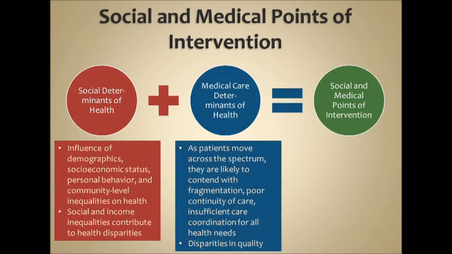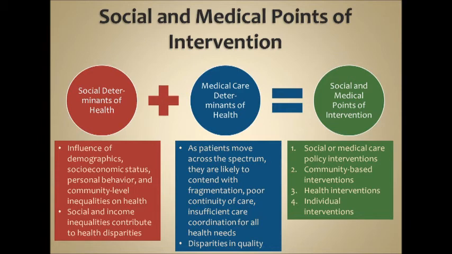As patients move across the spectrum, they are likely to contend with fragmentation, poor continuity of care, insufficient care, and coordination for all health needs. In general, even if one is on an MCO health plan, as one goes through life, it's very hard to get a continuum of care just because the healthcare system changes so fast. If you happen to have some of these social determinants for bad health, you'll get a lot more disparities in quality.